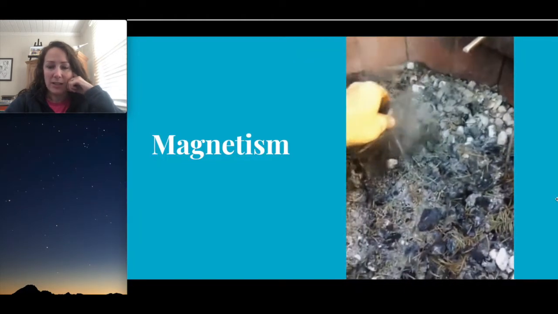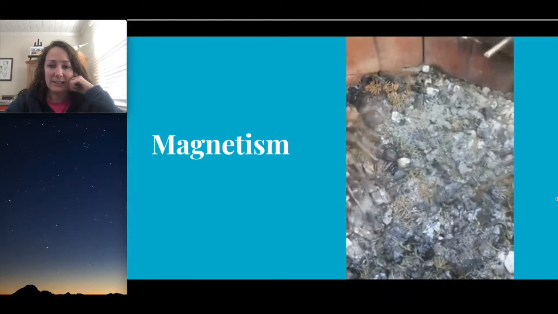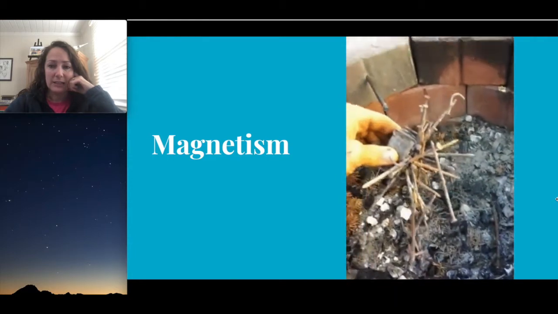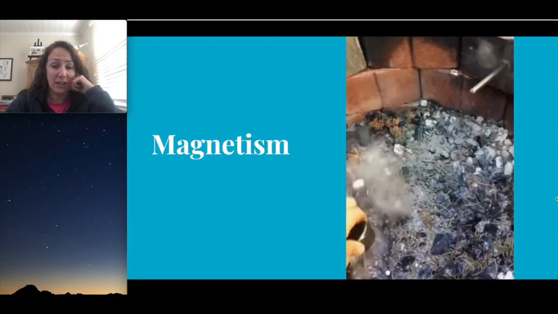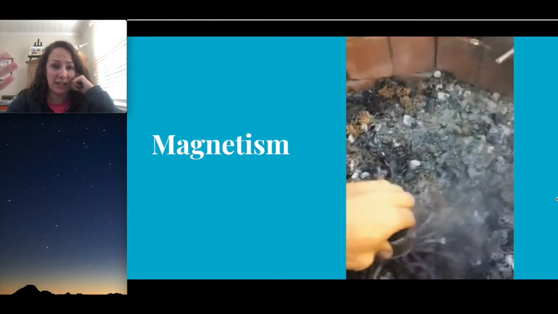Magnetism is a fun one. So this is metals being attracted to other metals based on their electric alignment, their electron alignment.